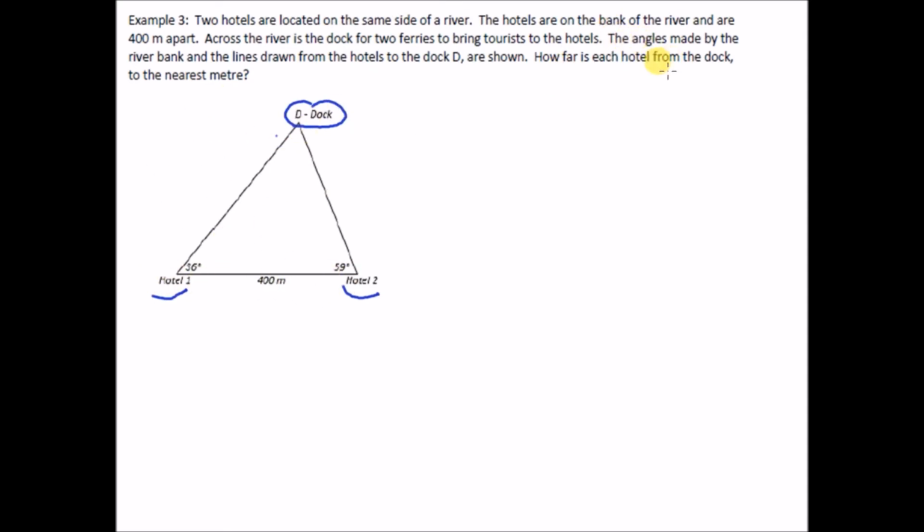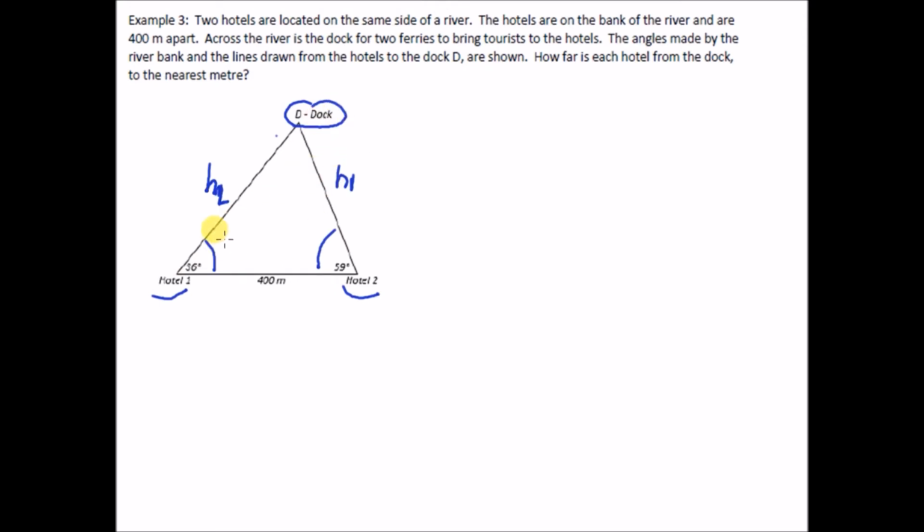2. So the angles made by the riverbank, so the riverbank and the lines drawn from the hotels to the dock are shown. We have 36 and we have 59 here. How far is each hotel from the dock? So let's call this side H1 and side H. Oh, this would be H1 and this would be H2. There we go. So these 2 sides we're trying to solve for.